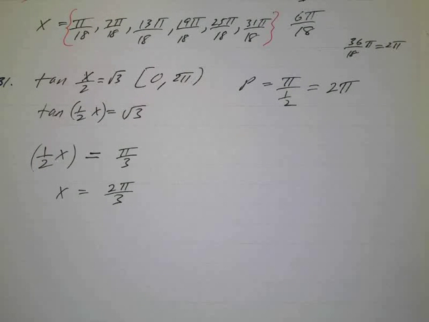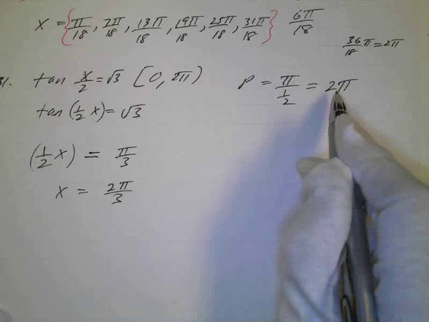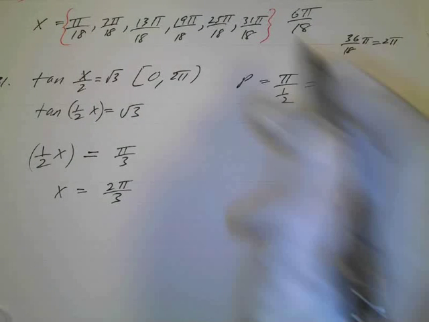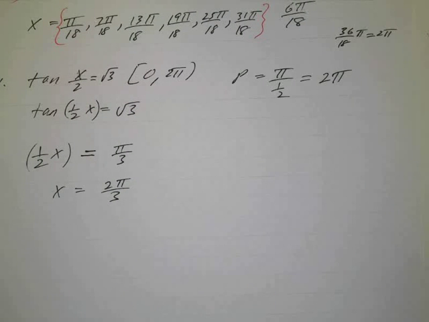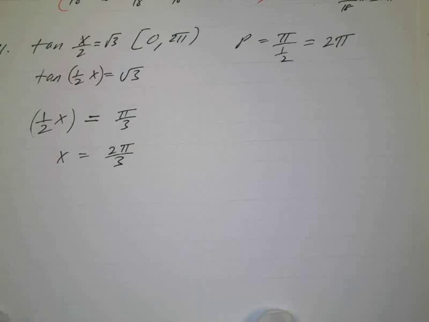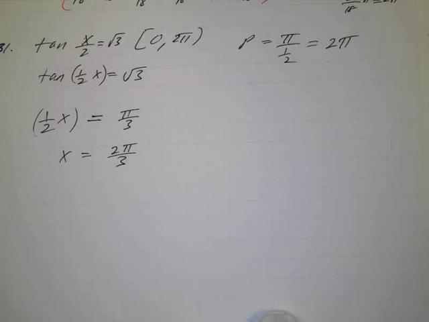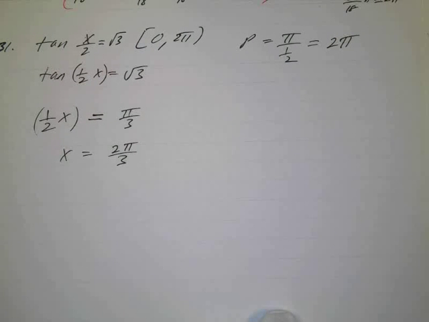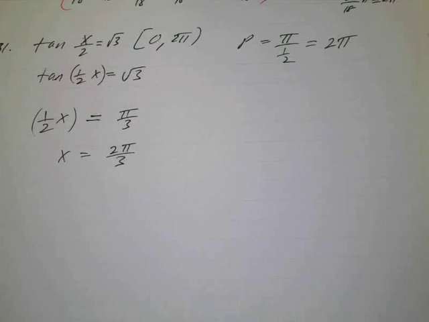And that's my solution. Now, if I add a period to that, 2 pi, I'm out of the domain, so I'm done. That was nice. That's the only solution. Alrighty? Let's try another one.